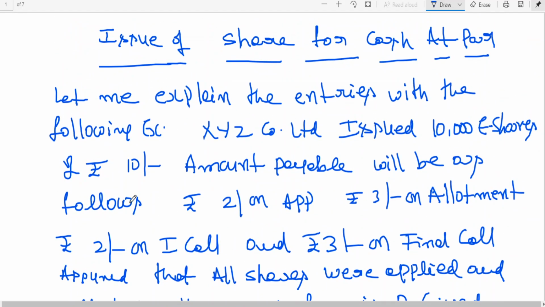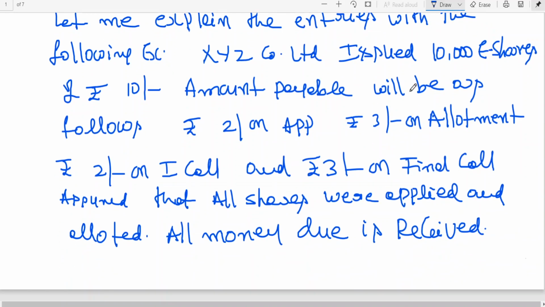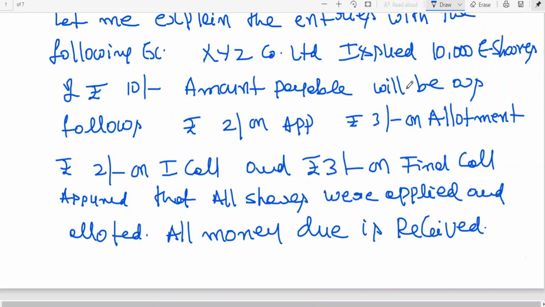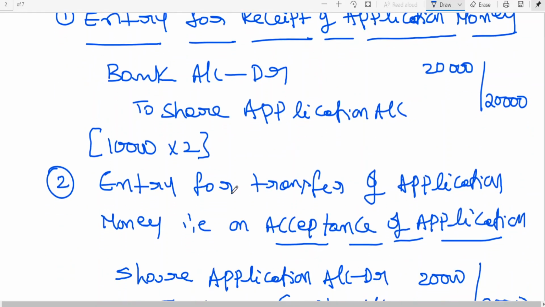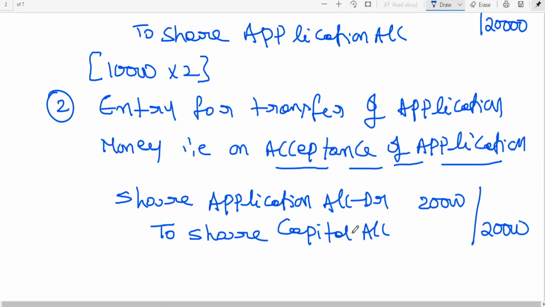Let me explain the entries with the following example I have given now. See, this is a simple problem. 10,000 shares have been applied, 10,000 shares have been allotted. So, the moment application money is received, you can't say it is to be transferred to capital. That is why first we write application. This application account is transferred to share capital, means it is adjusted to capital only after allotment of shares. That is what I am writing here, that is on acceptance of application.